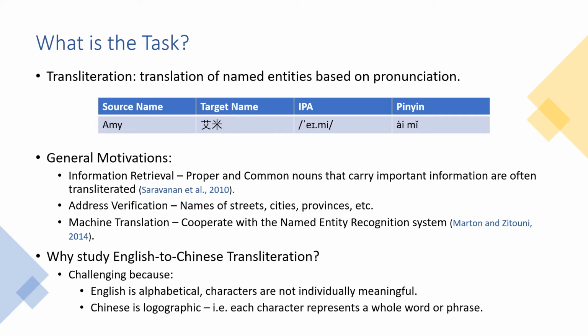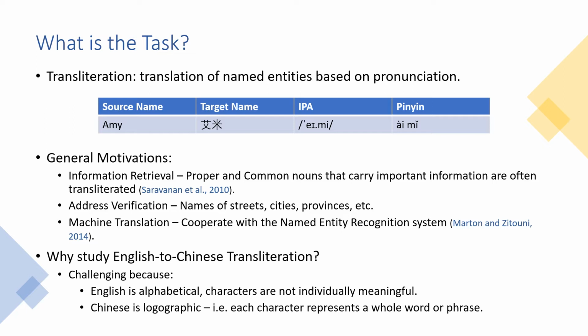As you can hear, the pronunciations of the named entity in English and Chinese are quite similar to each other. The general motivations for transliteration are shown below. It plays an important role in tasks such as information retrieval, address verification, and machine translation.